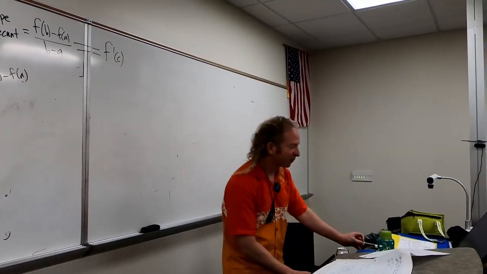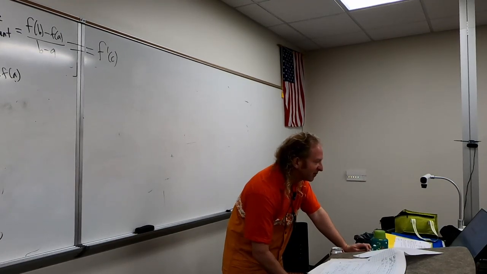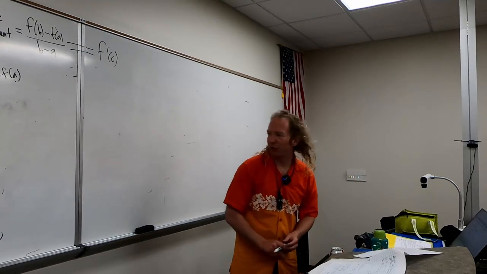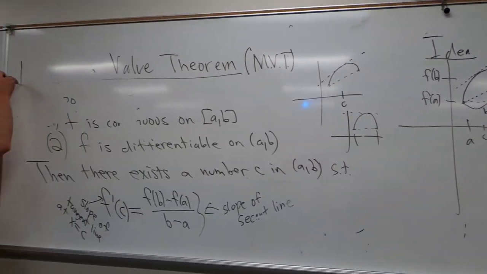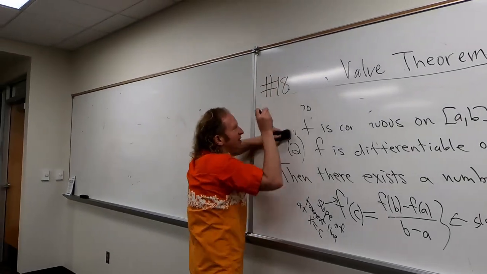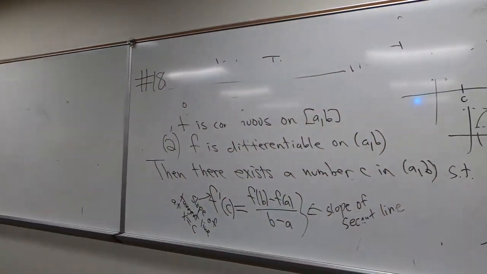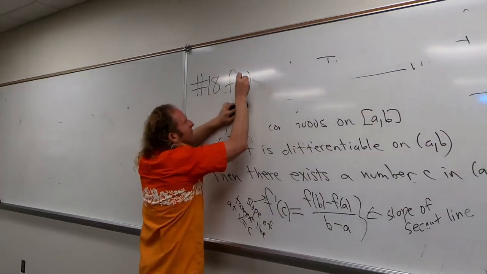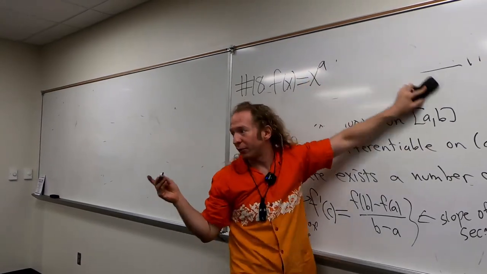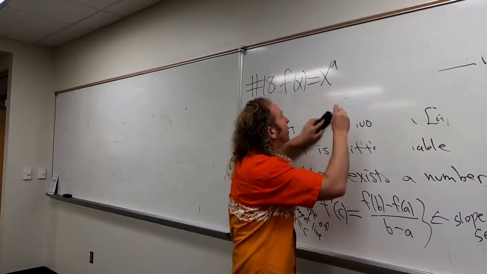Let's do a homework problem where we have to find c, something that you might see on a test. How about number, wow, there are some really hard ones in the homework. 18 might be a good one. That's the last one in the homework, and it's an easy one to start with. So in 18 they give you the function, f of x equals x to the ninth, and the interval 0, 1.